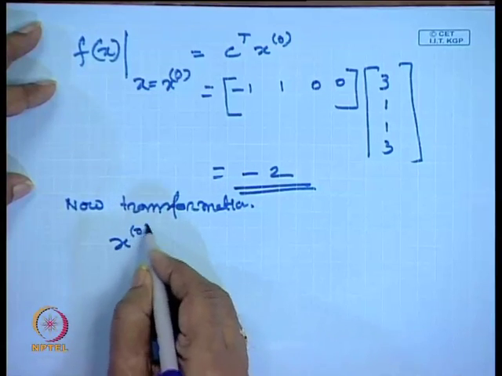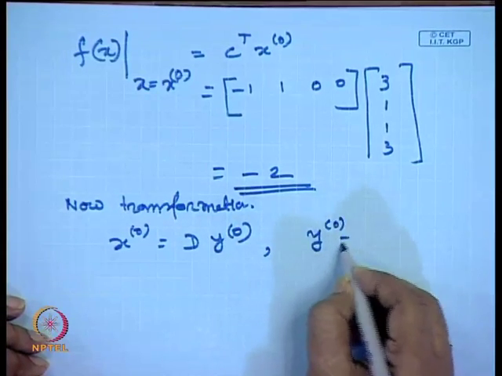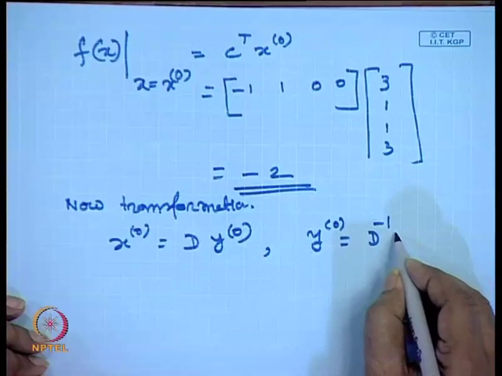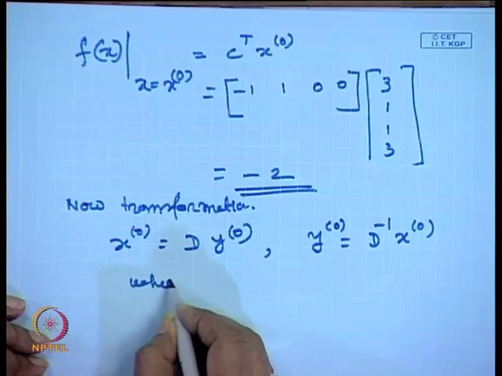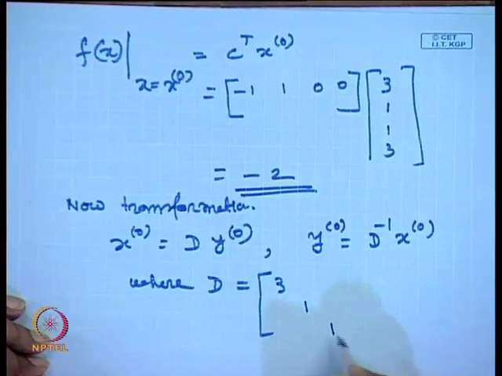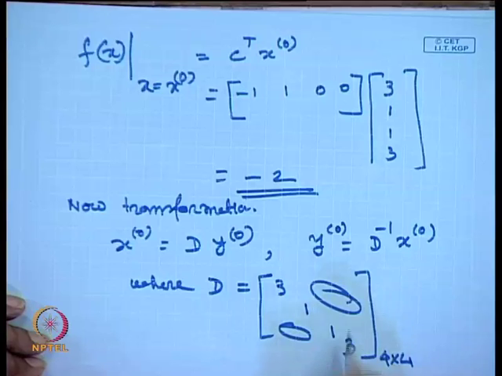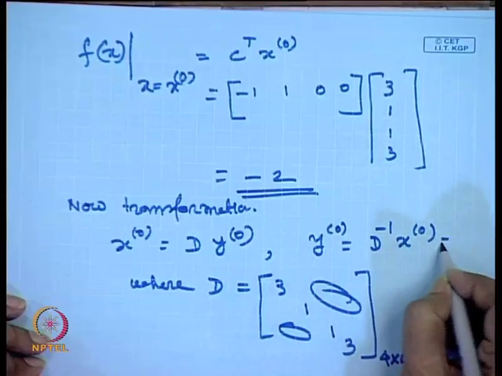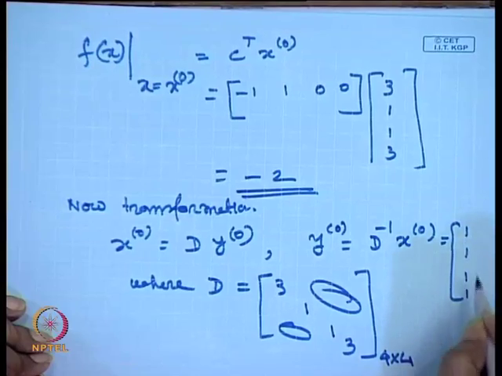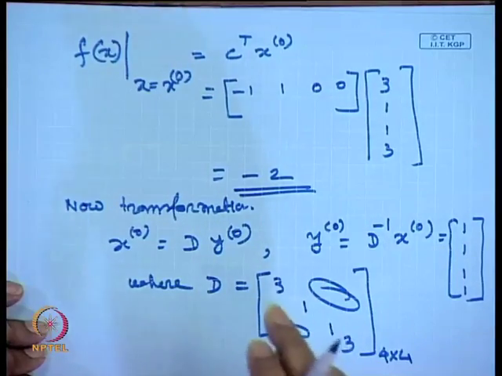Then our x of 0 is equal to D y of 0, and you know what y of 0 is? y of 0 is D inverse x of 0. What is our D? If you remember, our D is 3, 1, 1, 3, with all other elements 0. This D matrix is 4 by 4. So, D inverse will be 1 by 3, 1, 1, 1 by 3. If you multiply it by this, the value will be all 1, 1, 1, 1. So, it is now centered in the new coordinate axes, which means that the new point y0 is equidistant from all coordinate axes.